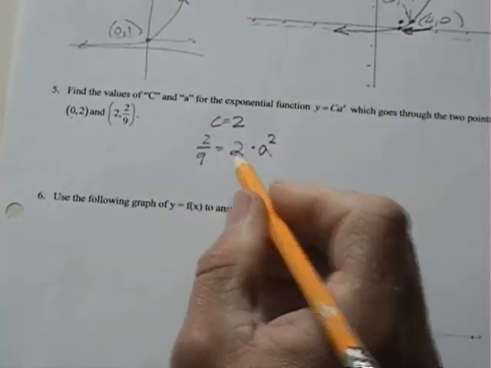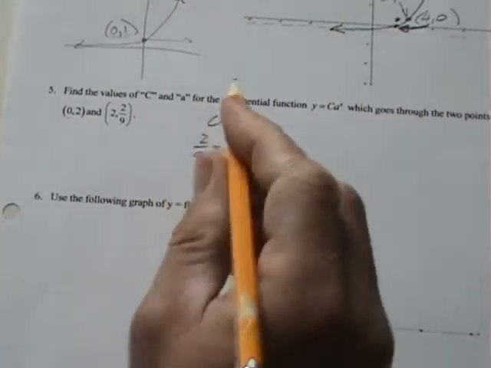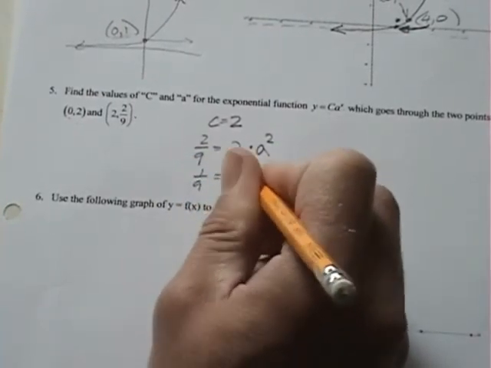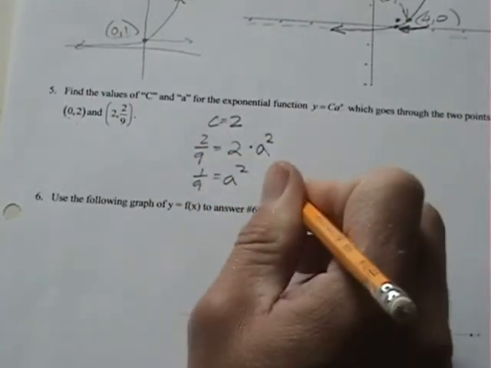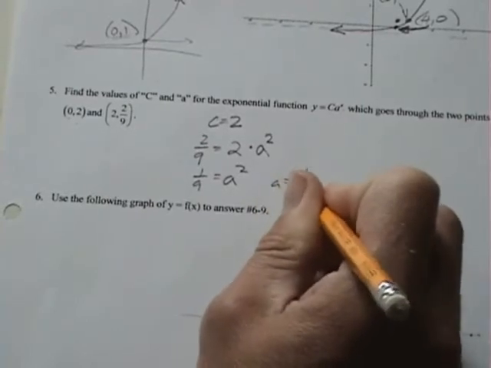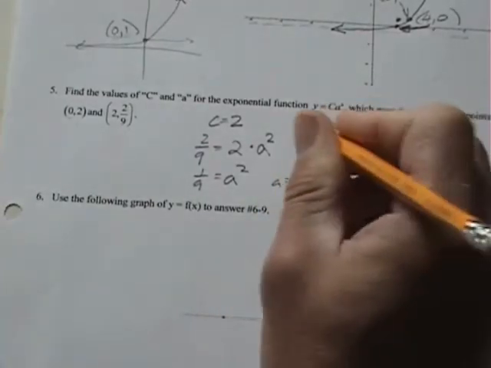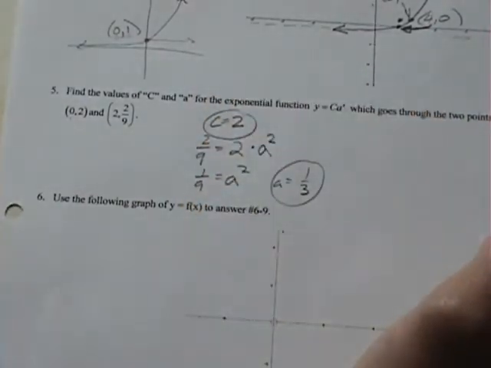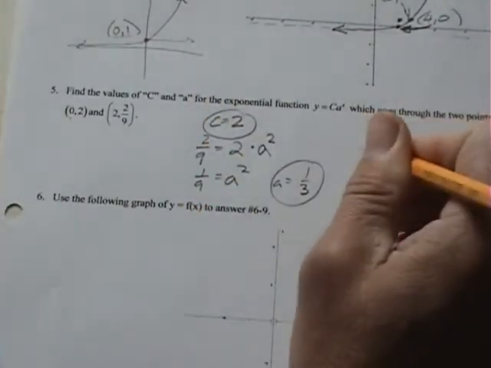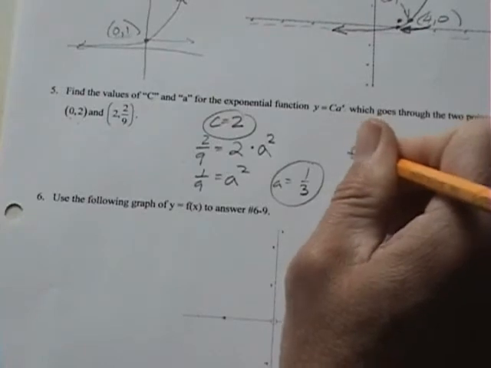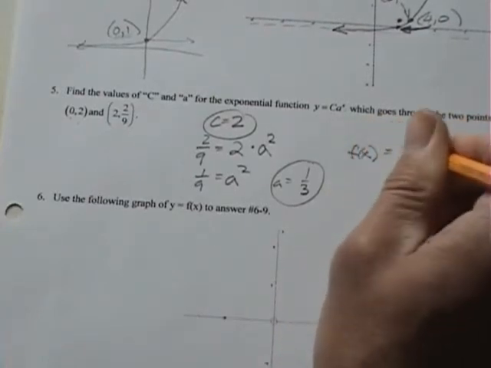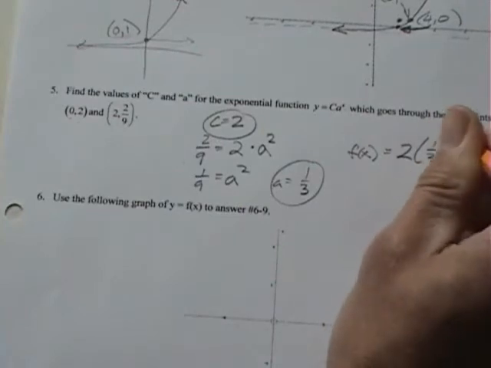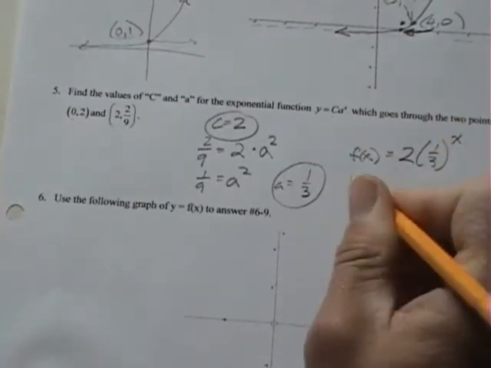So now I just need to solve this. If I divide both sides by 2, I get 1/9 is equal to a squared. Well, that must mean that a is equal to 1/3. All right, so I can find the value of c and the value of a, and so my function would be that f of x would be equal to 2 times 1/3 to the x power. That will work.